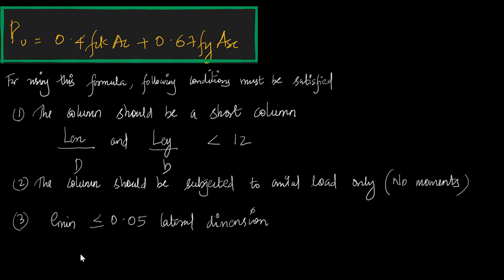The e minimum should be less than 0.05 times the lateral dimension. So if these three conditions are satisfied, then I can use this equation, and I can say this equation is specifically for a short axially loaded column.